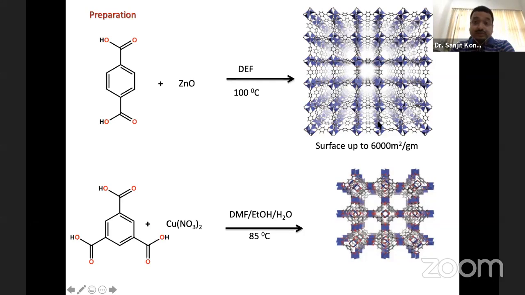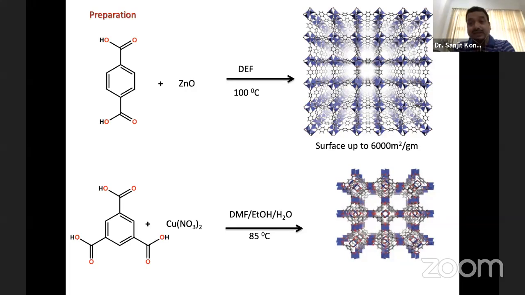We call it MOF. The term was invented by Professor Omar Yaghi, who is currently at the University of California at Berkeley. So this is one of the MOFs, and if you change the carboxylic acid or the metal ion, you get a different porosity, different surface area, different chemical properties, and maybe different physical properties. That's the advantage of metal organic frameworks over any other porous material.